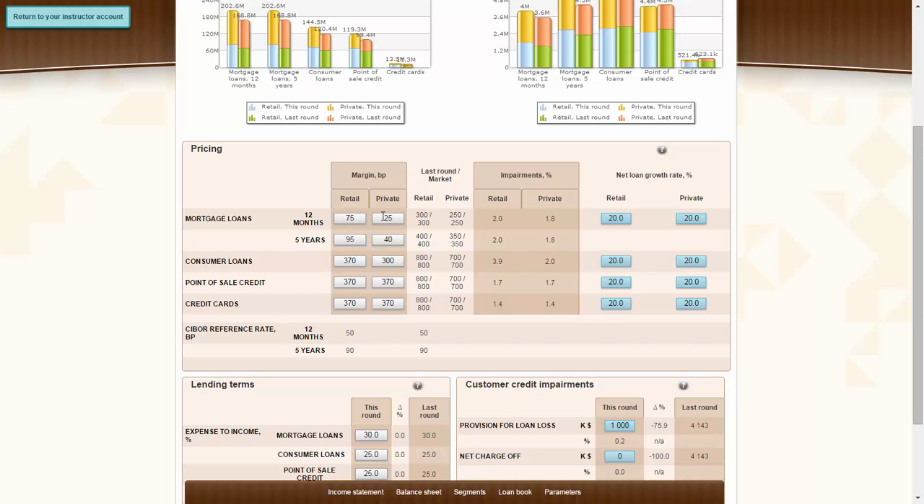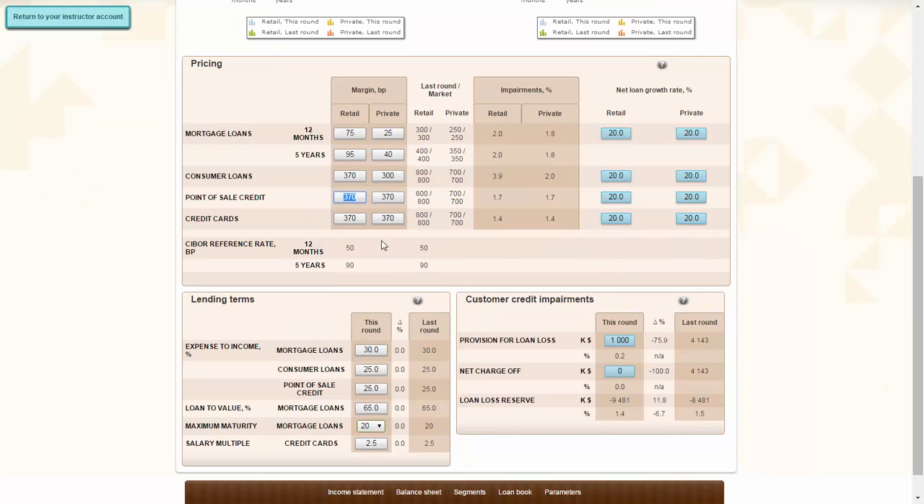In case you don't want to have the private customers, then this column will disappear from here entirely. And then we make an estimation to these blue cells regarding the expected net loan growth rate. Then besides the mortgage loans, we can also offer consumer loans, we can offer point of sale credits, and we can offer credit card loans. And these products like point of sale credits and credit cards can also be disabled. So if you don't want to use these products, or if they are not relevant to your market, then these can be removed from the case management section.